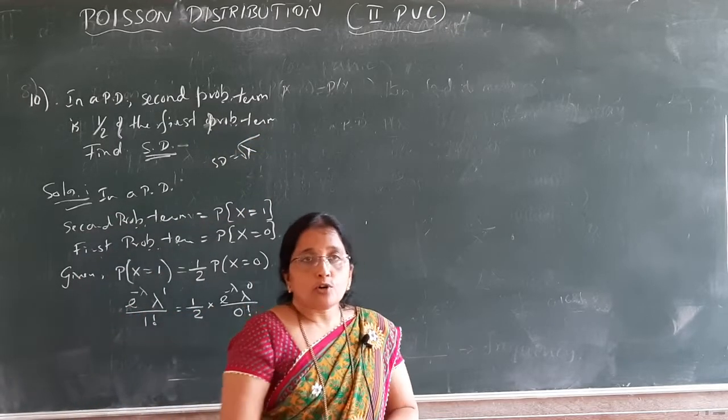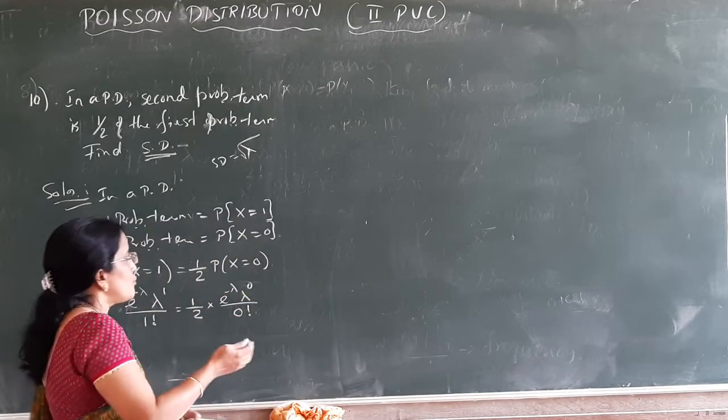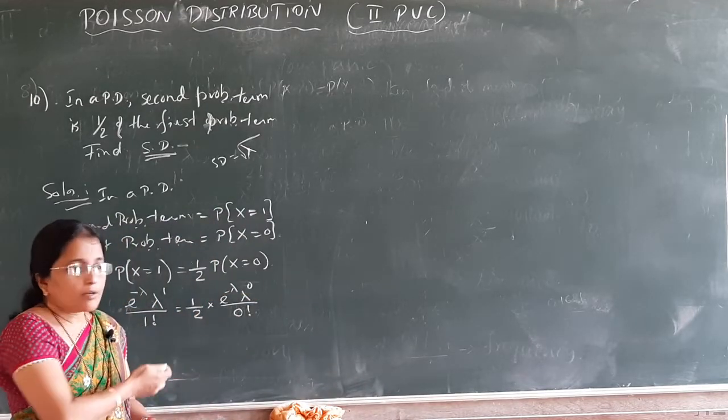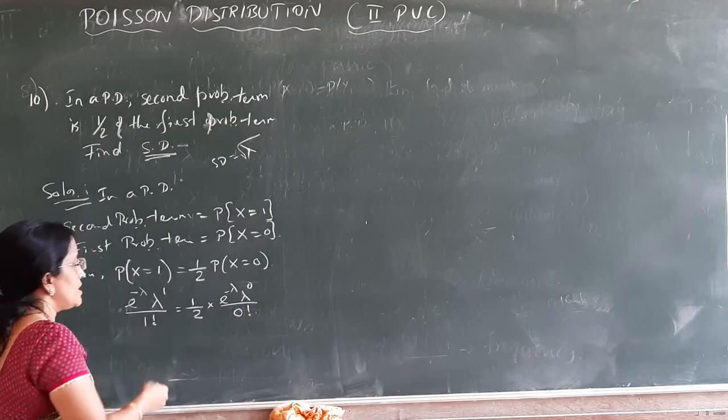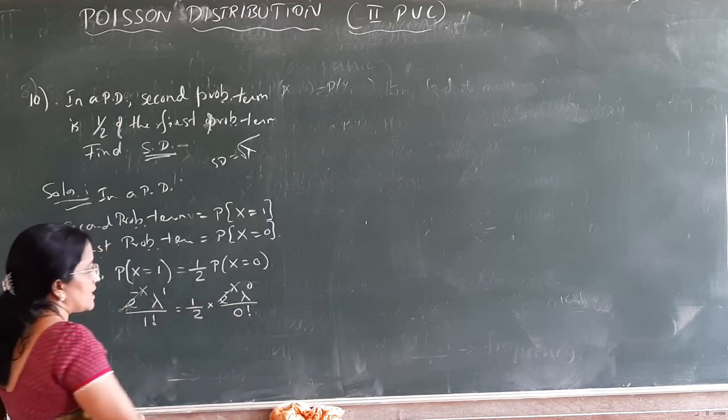So we have to find the root lambda, that is the lambda should be known. First find the lambda. To find the lambda, we followed this procedure. So now simplify this, the answers. Here e power minus lambda gets cancelled.